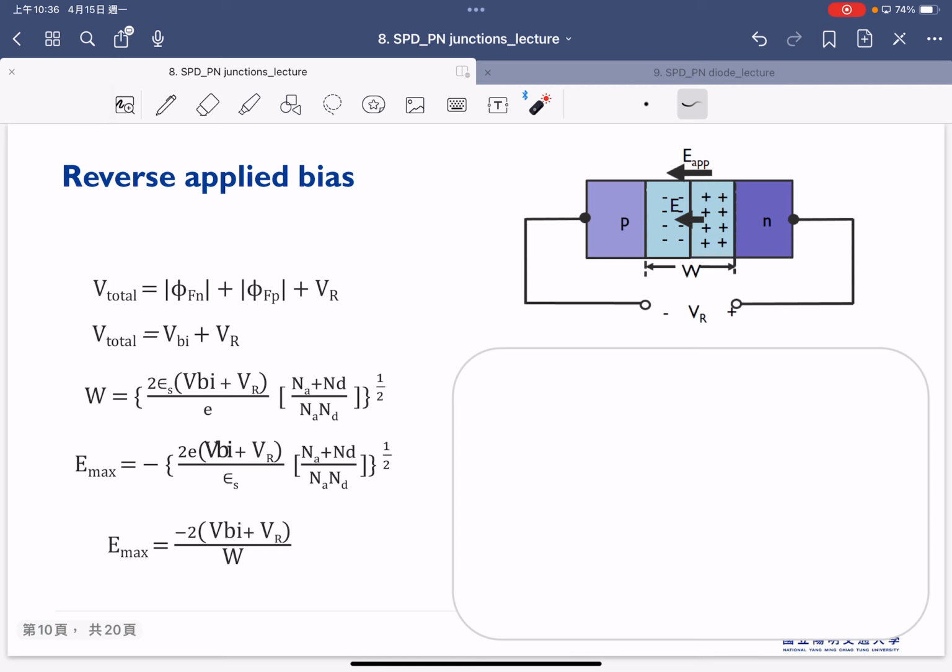Okay, so maybe we can take a break, because later we will start to talk about the different biases of our PN junction. That will certainly increase or decrease our barriers. So we will be back in 10 minutes.